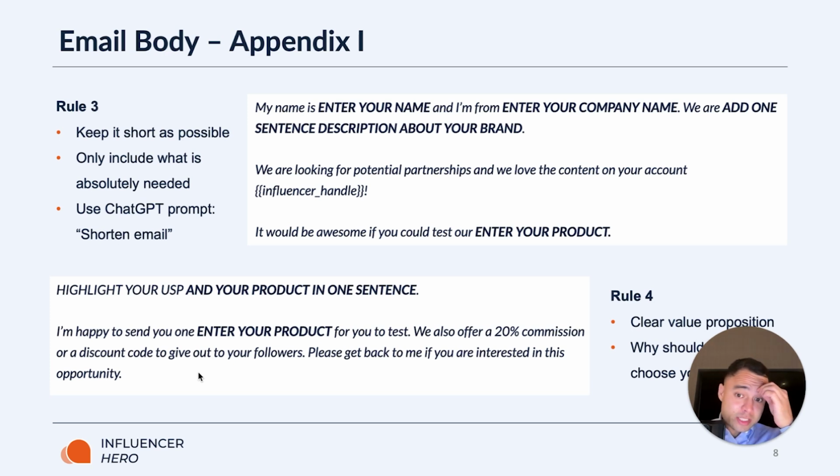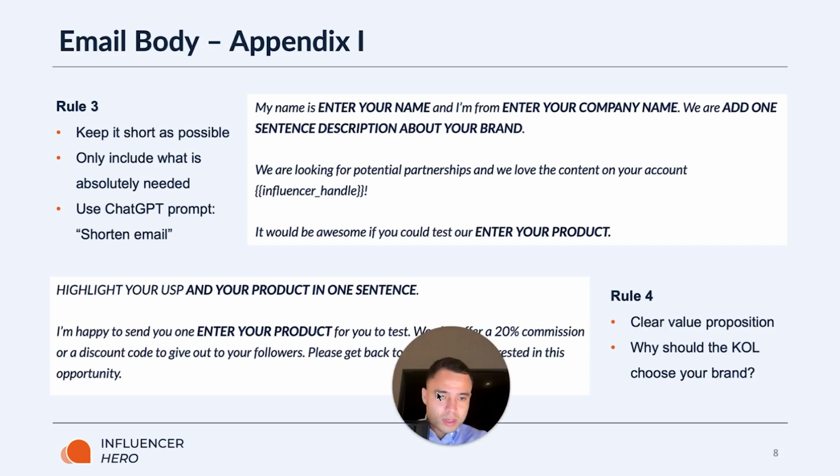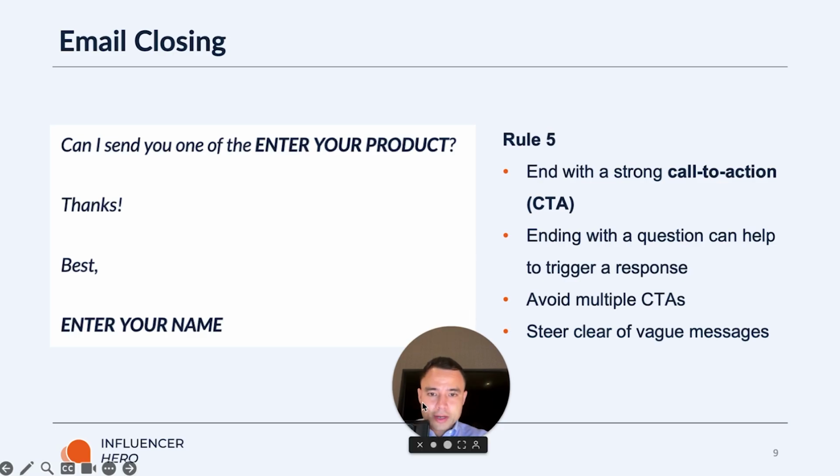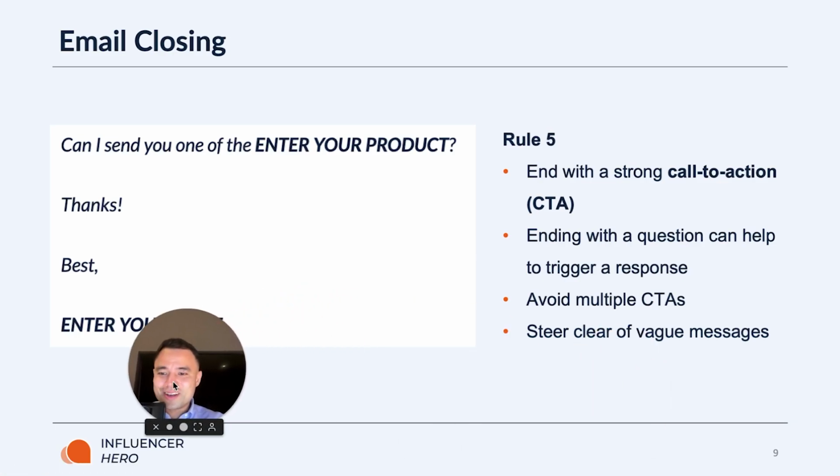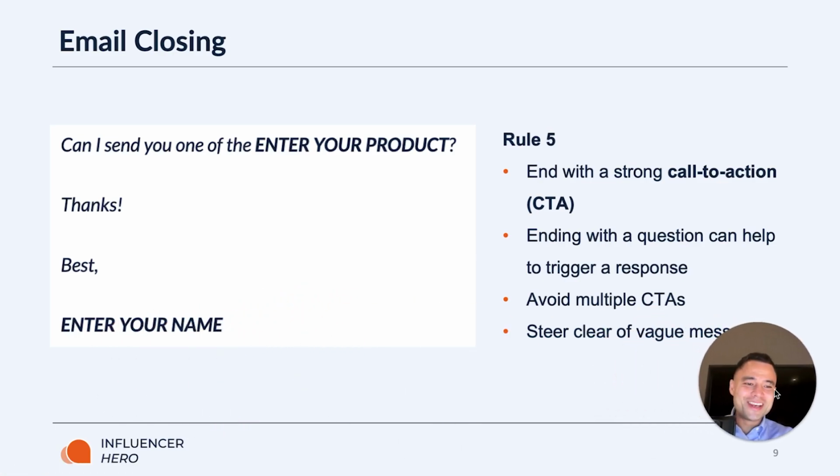So again, in this case, it's a free product, 20% commission, and the discount code for their followers. So yeah, those are the 4 most important rules. Oh, I forgot one, which is actually without this one, your response rate will tank. All of them are important, but this one is definitely one of the most important ones. It is a strong call to action.